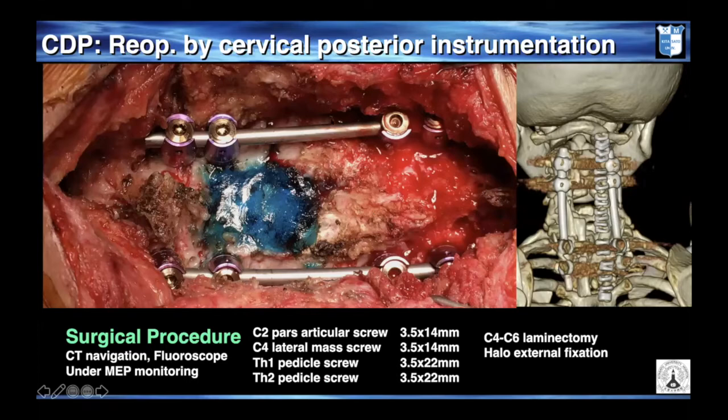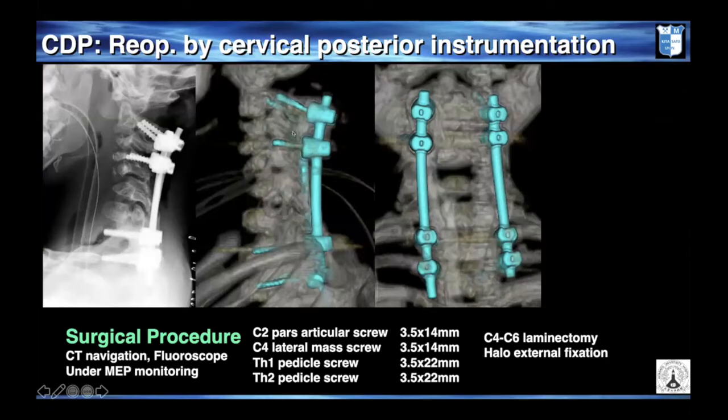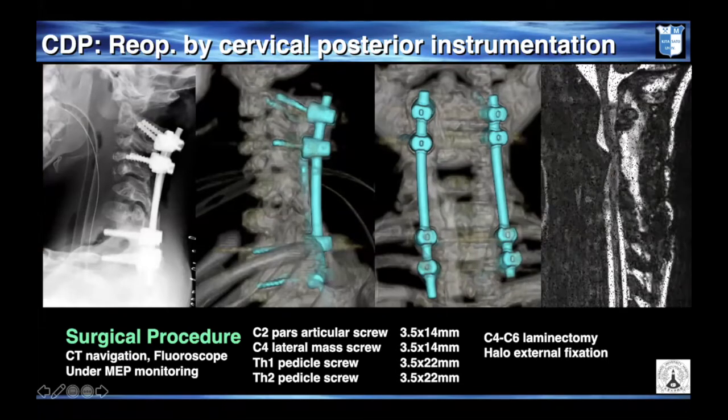So I decided to do this instrumentation under CT navigation, fluoroscope navigation, and MEP monitoring: C1 pulse articular screw, C4 lateral mass screw, and the T1 pedicle screw and the T2 pedicle screw. And in this part, the C4 laminectomy was done and hard external fixation added because this is a case of conductive spirit pancreatitis. But I did this hard external fixation just for 1 month. And this is a post-op like this. There's still narrowing, but the compression itself is very much reduced, I think.